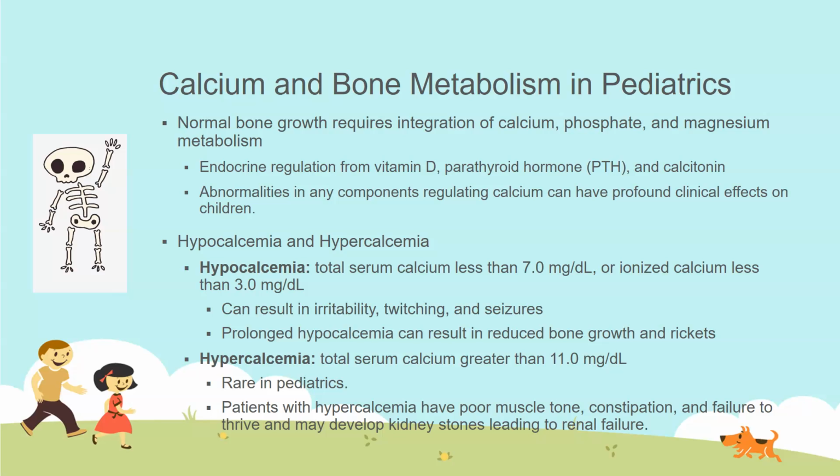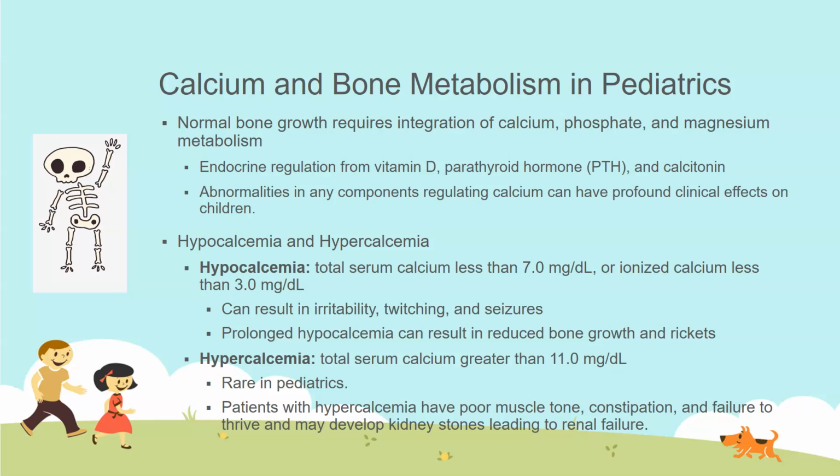A little bit on calcium and bone metabolism. Normal bone growth will require the integration of calcium, phosphate, and magnesium metabolism to build the bone and make it strong, and the endocrine regulation from vitamin D, parathyroid hormone, and calcitonin. So you need vitamin D to absorb calcium. Then parathyroid hormone is secreted to increase the blood calcium levels. Therefore parathyroid hormone can take calcium from the bones and put it into the blood, right? It can also increase calcium absorption. And then calcitonin, if the child has adequate calcium intake, adequate vitamin D, and is absorbing the calcium, is going to make sure that calcium gets put into the bones.